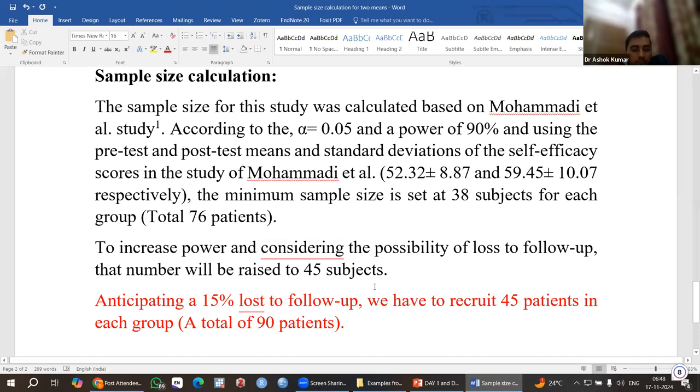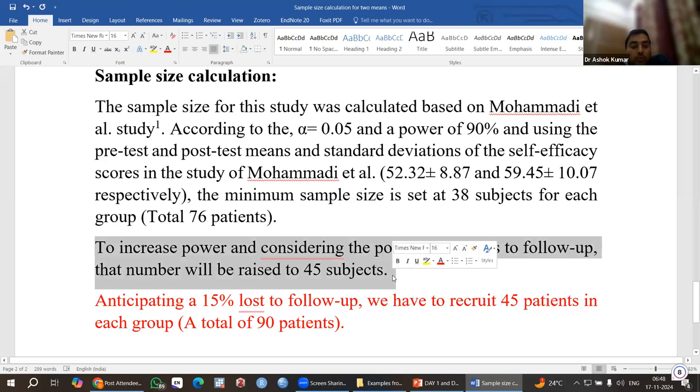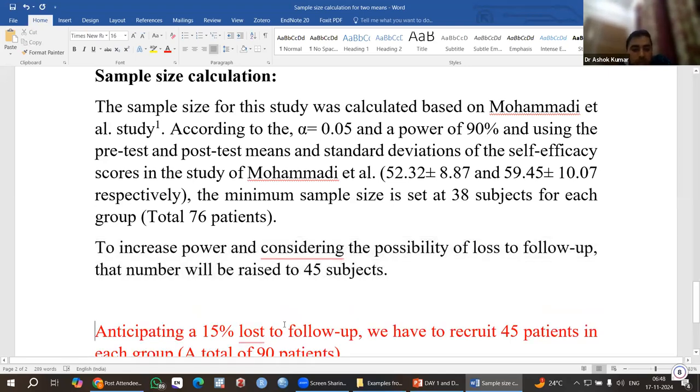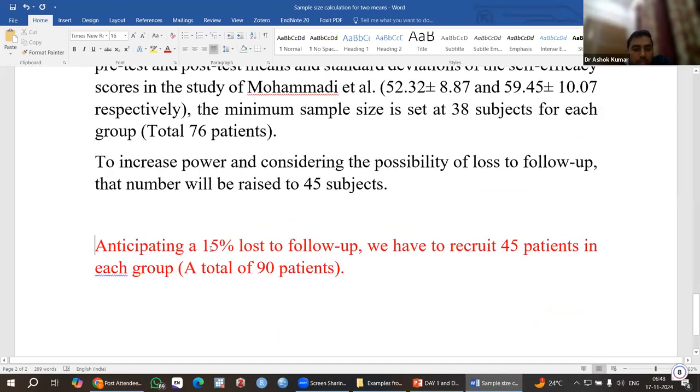Because here we are not seeing how much loss to follow-up they are using. But here I calculated with a 15% loss to follow-up. So when we calculate with 15% loss, please calculate this. This is for you. And if we want to calculate for more than 2 groups, we can take 45, 45, and 45, for example, 3 groups. No issue, 45 in each group. If there are three groups or 4 groups, we can take, no issue.